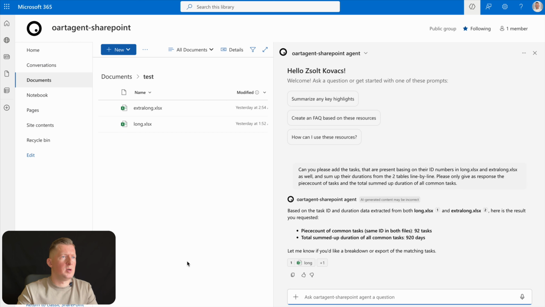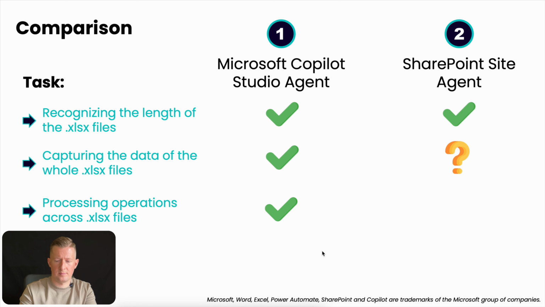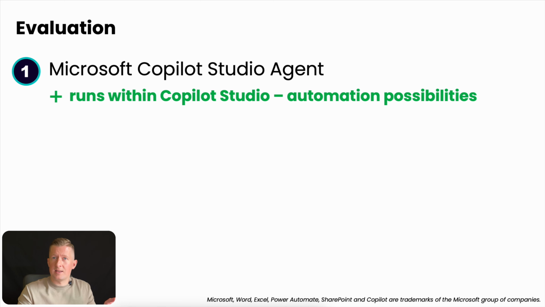Piece count of the common tasks, same ID in both files, 92, it's not correct, 150 we have, and the total summed up duration of all common tasks, 920, it should be around 9300, so it's also not okay. So in this comparison, Microsoft Copilot Studio agent was much better, and the biggest advantage is that it's within the Copilot Studio, so we can put it within an automation. Exactly, this is one of the pros of that, automation possibilities.